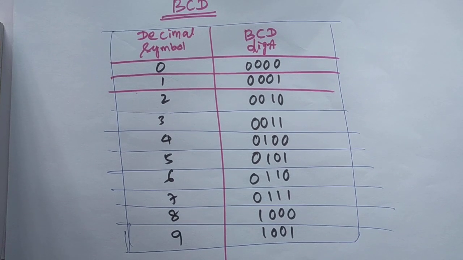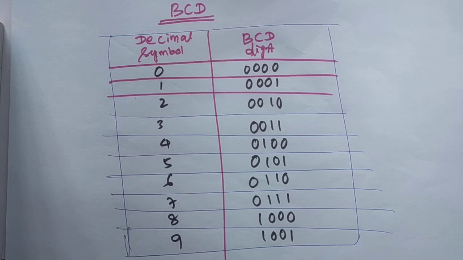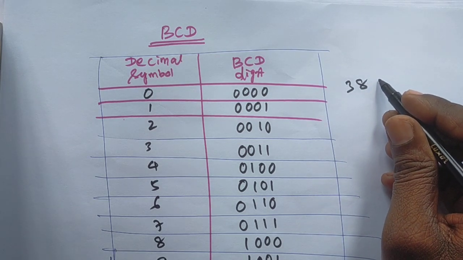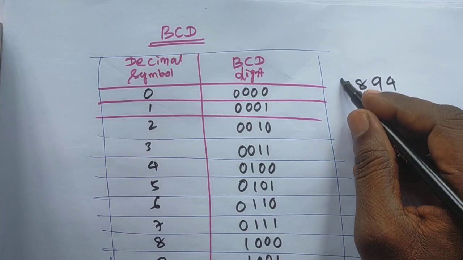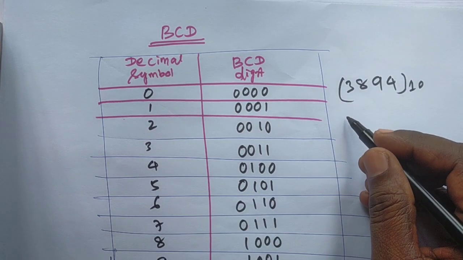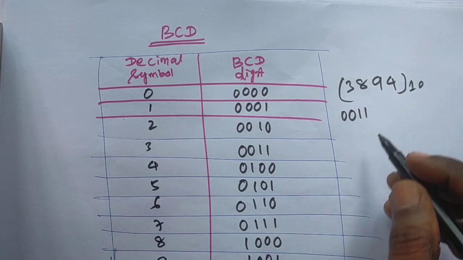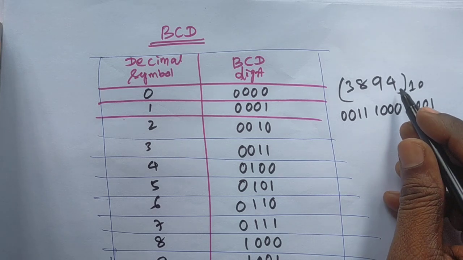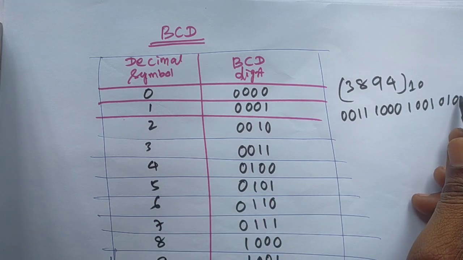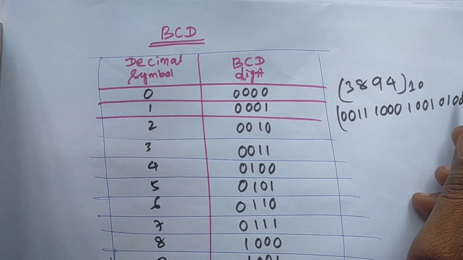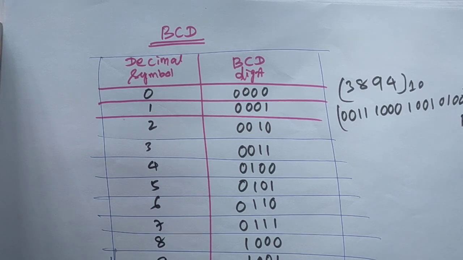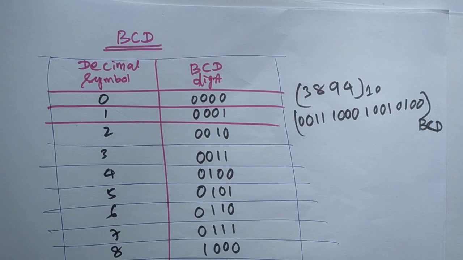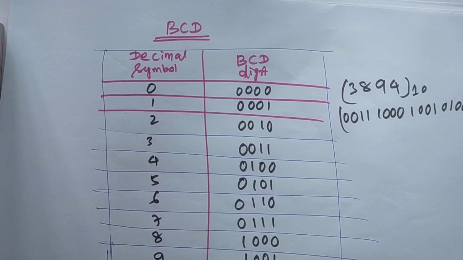So any decimal number converted to a BCD number is very easy to find out. For example, 3894. Then 3 is 0011. 8 is 1000. 9 is 1001. Another is 4, which is 0100. So this is a BCD number. Like this we can define a BCD number, a very simple way, and different ways we can define a BCD number or any other number.